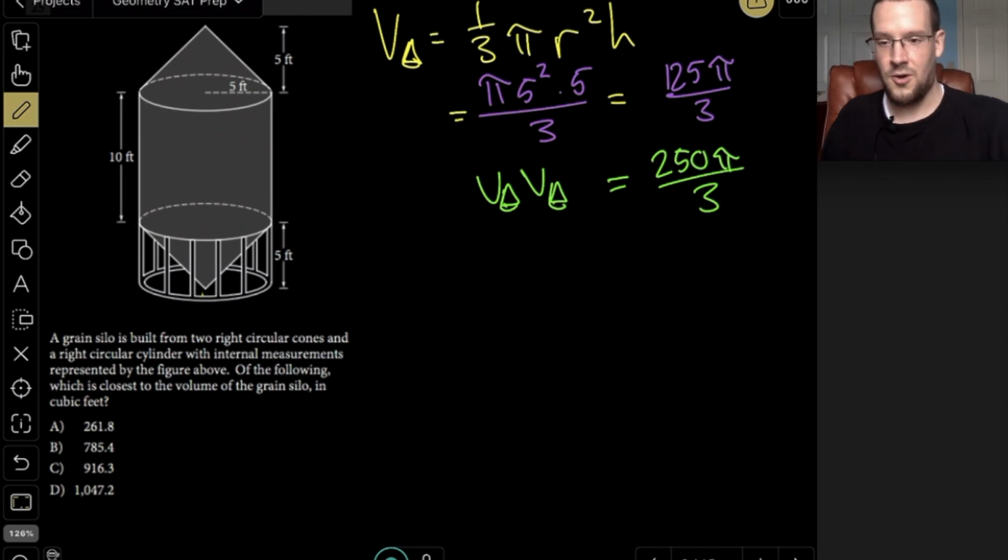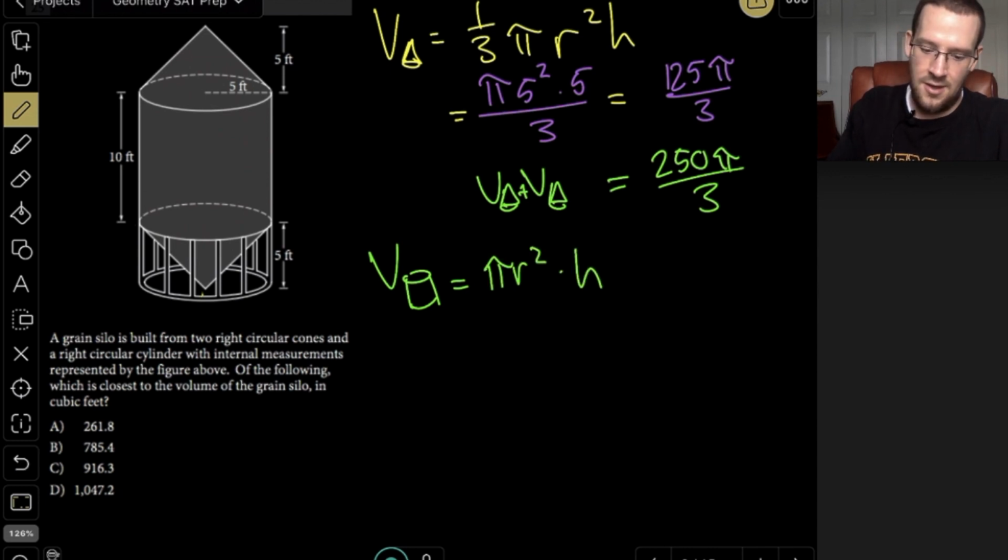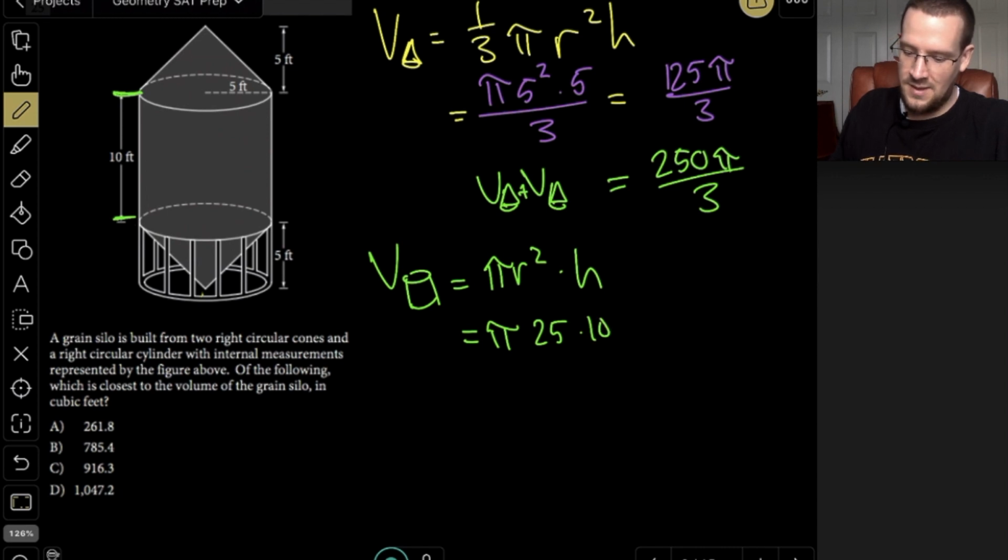Let's do a little draw there. Okay, so what we've got to find last will be the volume of the cylinder, which is, again, volume of the base, pi r squared, times the height. And the height here, man, this is easy. This is a cake problem. Pi times 25 times the height, 10. And so this is, again, 250 pi.